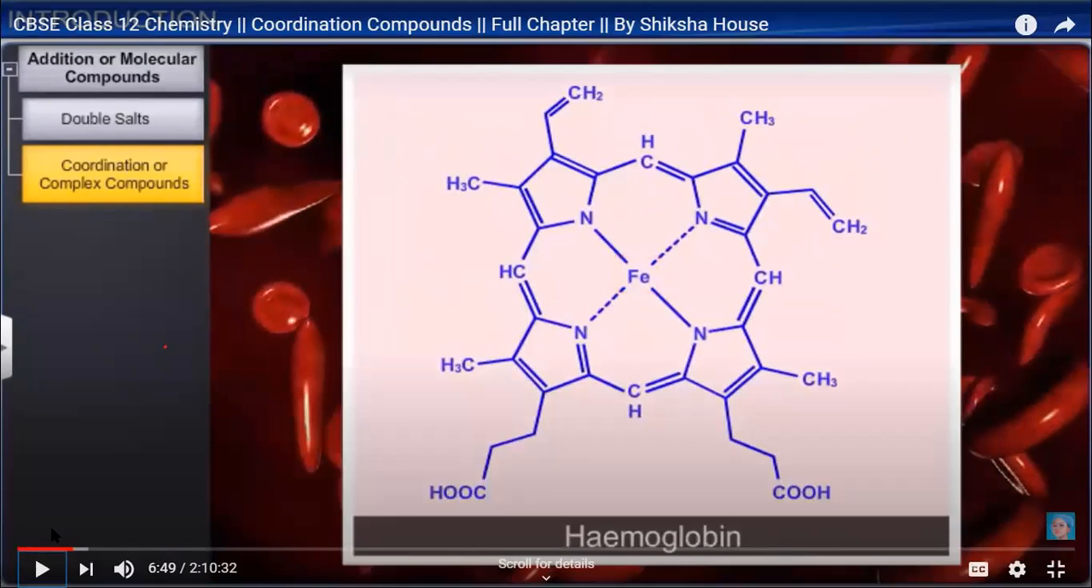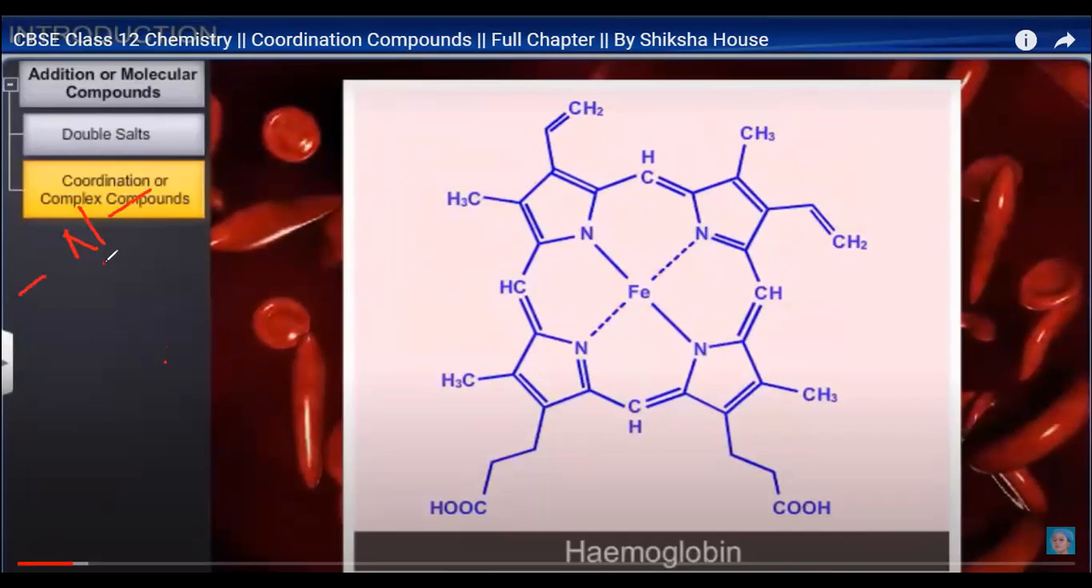So here I want to tell you one thing. Remember, how many bonds can nitrogen form? It can make only 3 bonds. So this nitrogen is forming 3 bonds here, and here this nitrogen is forming 3 bonds here. See here, and what about this nitrogen and this nitrogen? So observe here. Actually, nitrogen can form 3 covalent bonds. So what are the 3 covalent bonds here?